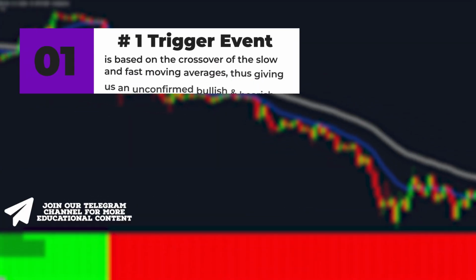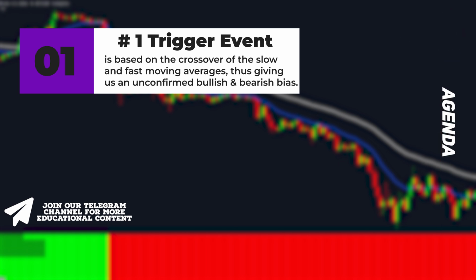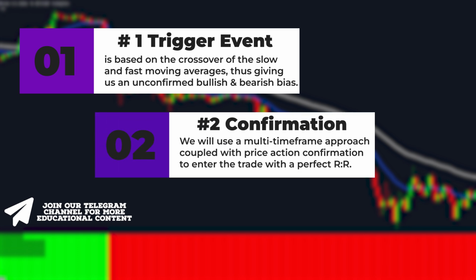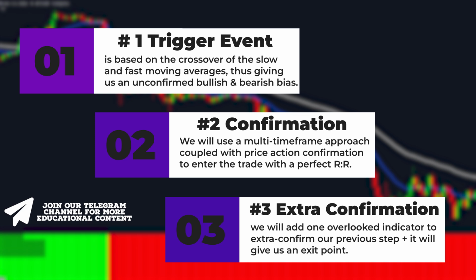So, the video will be structured as follows. We initially discuss the trigger event, which enables us to determine the direction of the trade we're waiting for based on the crossover of the slow and fast moving averages. Next, we will use a multi-time frame approach coupled with price action confirmation to verify the initial crossover and enter the trade with the tightest possible stop loss, leading to a perfect risk to reward profile. Finally, we will add one overlooked indicator that will allow us to extra confirm our previous step and also serve us as an exit event.